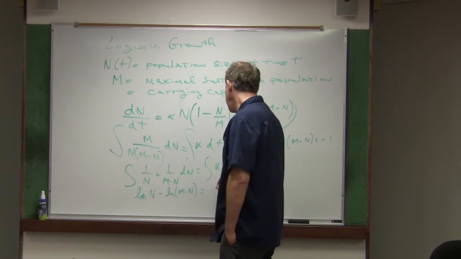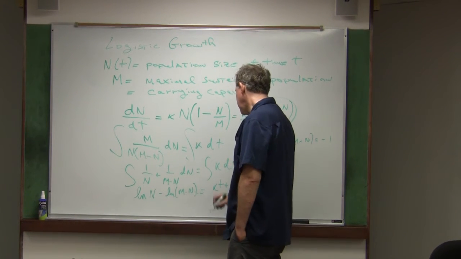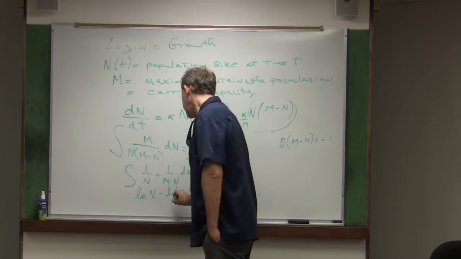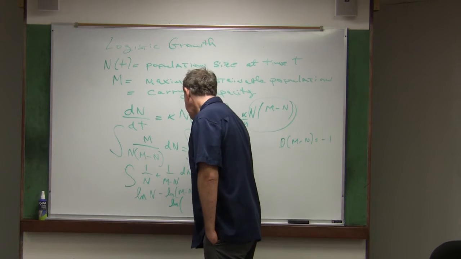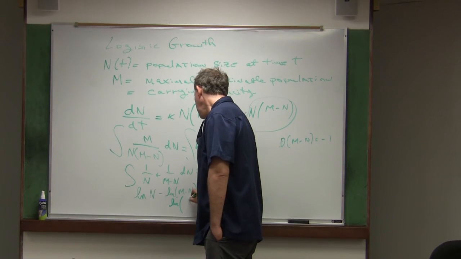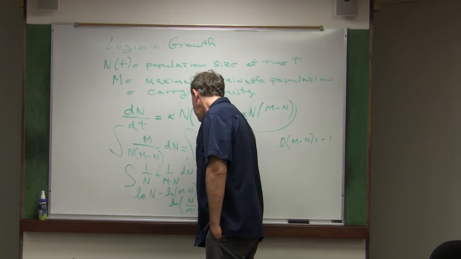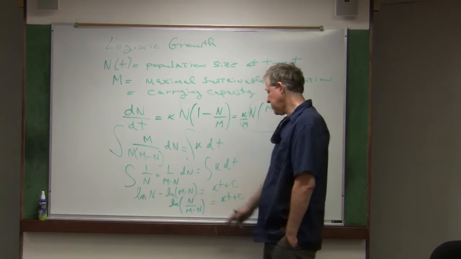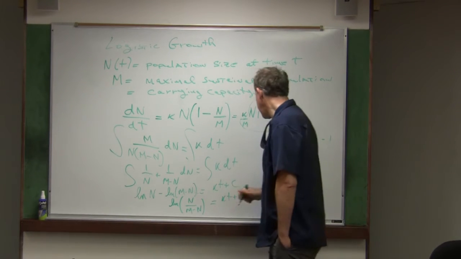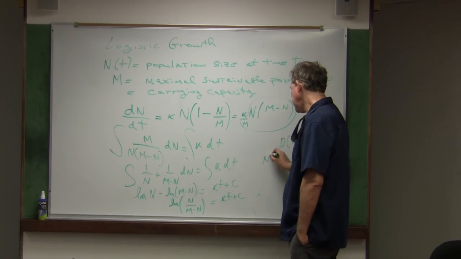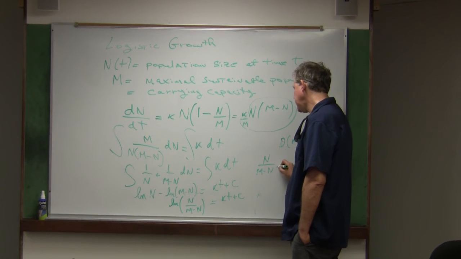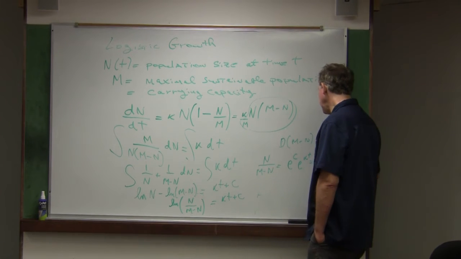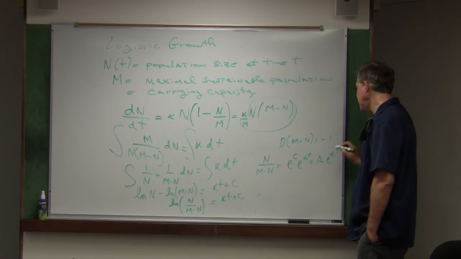Okay, this is just going to be like kt plus c. Okay? And then this is just going to be what? This is going to be ln of n over m minus n. And this is going to be kt plus c. And now how do we get rid of it? E to this, e to this, e to that. So in other words, n over m minus n is going to be this e to the c, e to the kt. We'll just rename this a e to the kt or something like that.